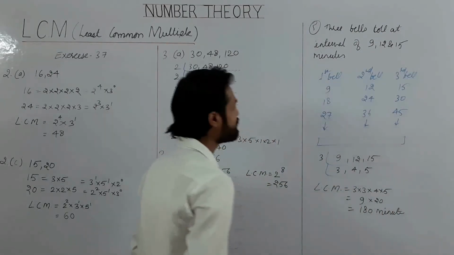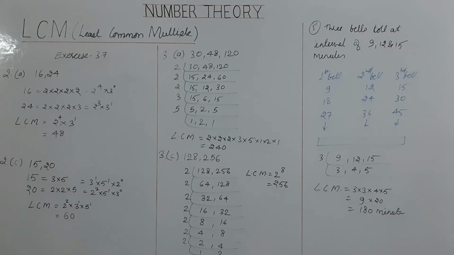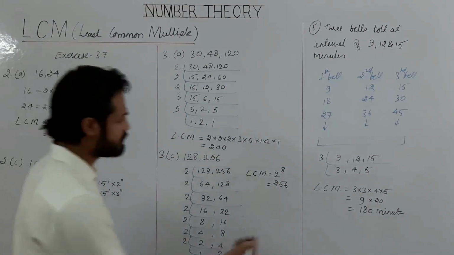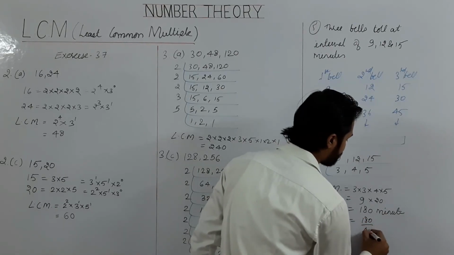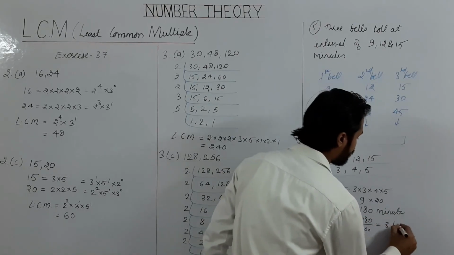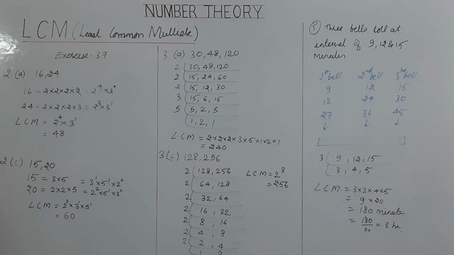So after 180 minutes, the first, second and third bell will toll together. 180 minutes means 180 by 60, 3 hours. So 3 hours is the answer. After 3 hours, all three bells will toll together.